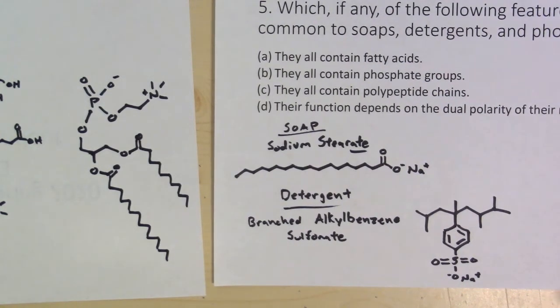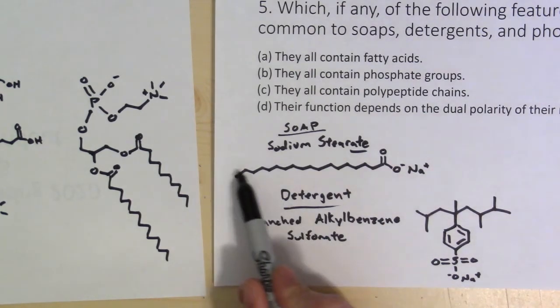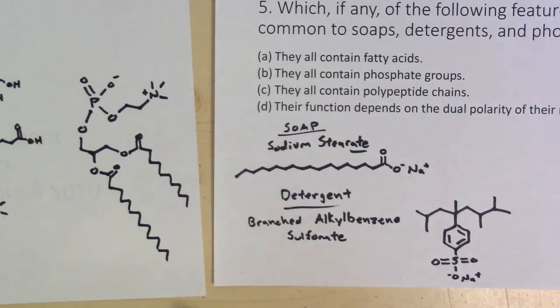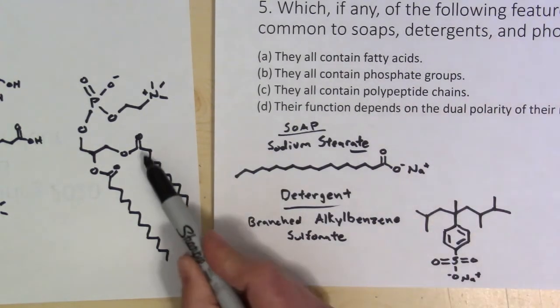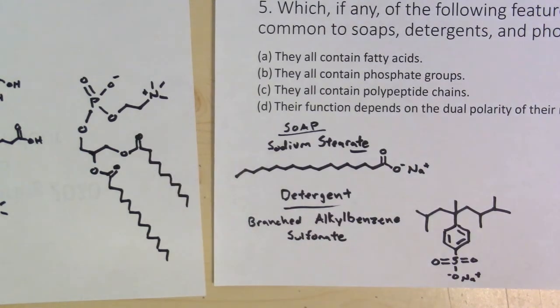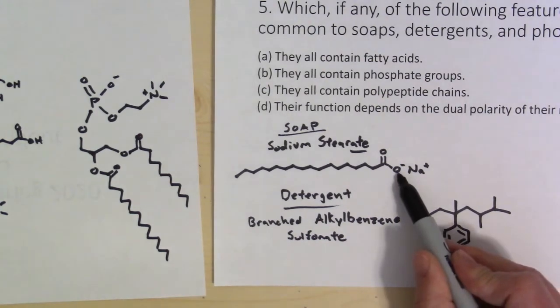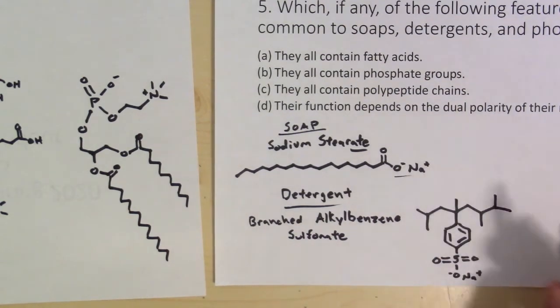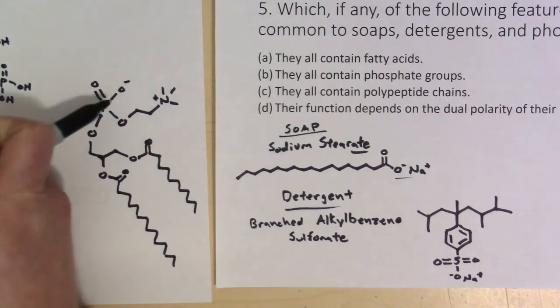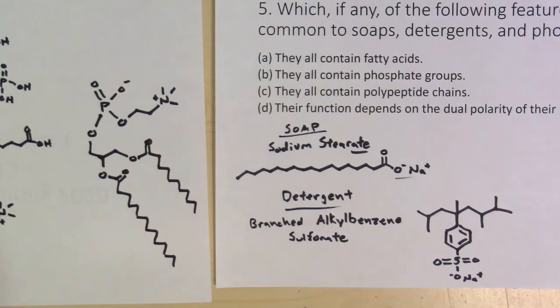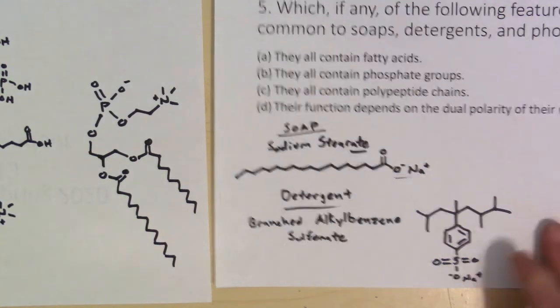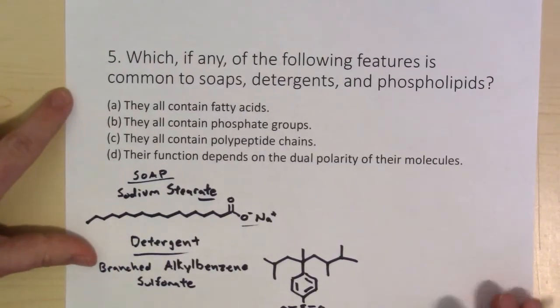So there's a couple commonalities that we can see here. All 3 of the molecules have this long hydrocarbon chain. So here in the soap, here in the detergent, and from the fatty acids in the phospholipid. They also have an ionic portion. So here the negative oxygen and the positive sodium. The negative oxygen and positive sodium here. And then in the phospholipid we have the negative oxygen and the positive nitrogen. So if we look at our answer choices, it's going to be D.